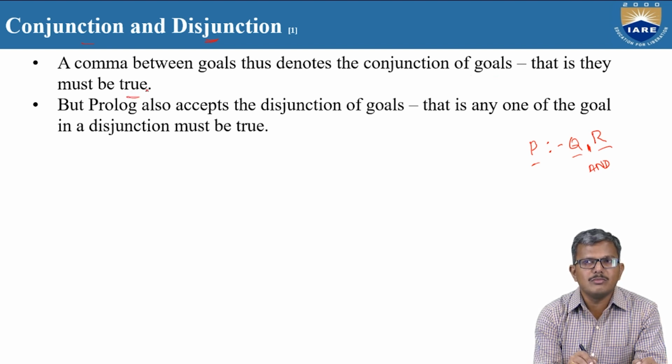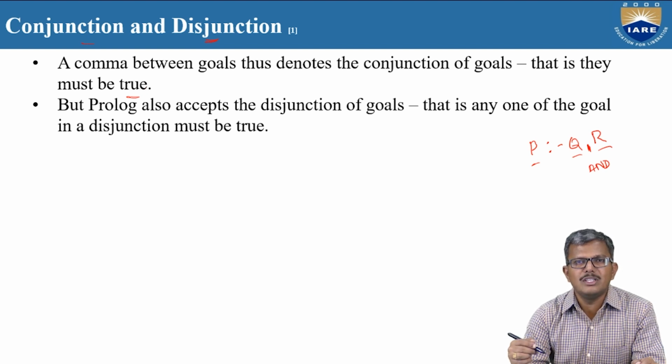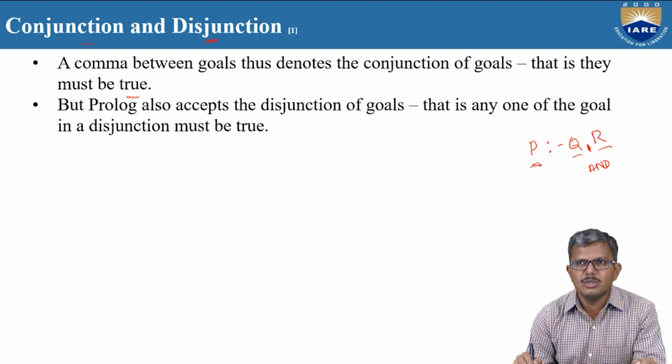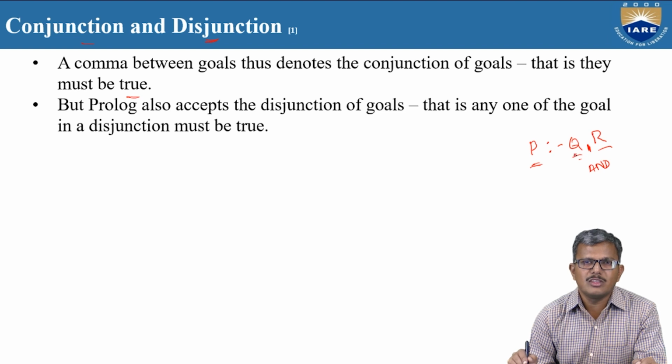Both must be true. But in some cases it's not necessary that both need to be true. If you want to prove that P is true, it's not necessary that you prove Q and R to be true. Even if Q is false or R is false, you can still prove that P is true.